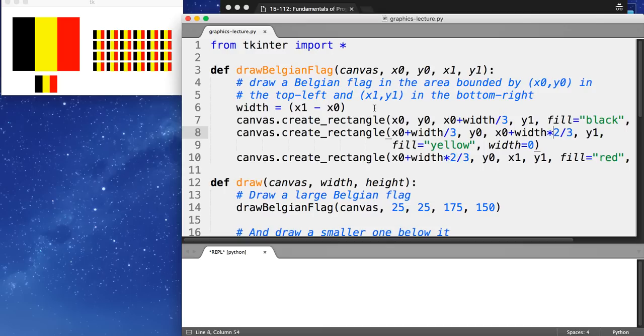Okay? In any case, finally, the red stripe naturally starts 2/3 the way over, and then it runs all the way to the right edge, which is x1. Okay? As for the tops, all the tops are the top and all the bottoms are the bottom of each of the stripes. A couple other things.